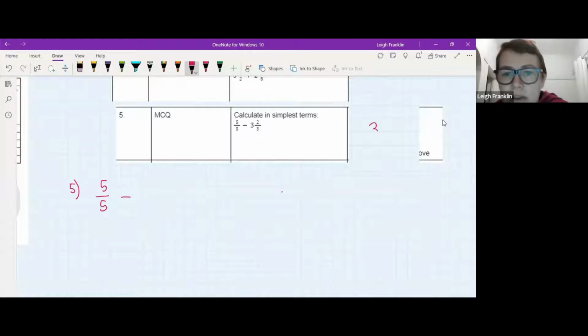So if we want to take 3 and 2 over 3 and make it improper, what do we need to do, Tapelo? It's 3 times 3 plus 2. Excellent. Okay, so 3 times 3 is? 9. Lovely. Plus 2 is? 11. Lovely. And I've got to write that over? Yeah, 11 over 3.